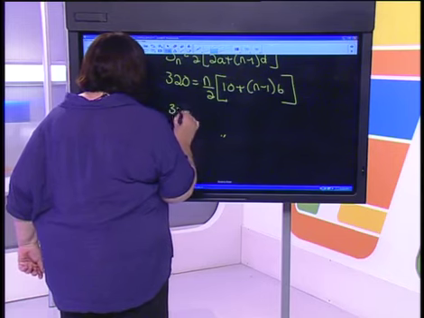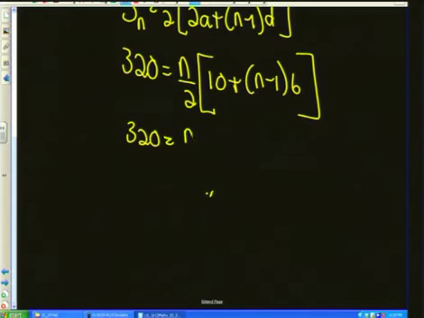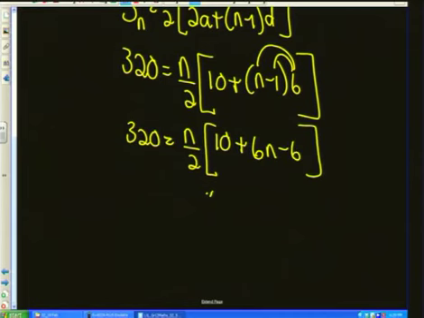Right, so I have 320 equals n over 2. Let's make this bracket look a little bit better. So we have 10 plus, and I'm going to times the 6 in here and the 6 in there. So I'm going to have 6n minus 6. Now, I don't like to work with fractions, and I'm sure you don't either. It just increases our chances of having a problem. So what I'm going to do is times both sides of this equation by 2. So that 2 will take that one out. And I've now got 640 equals 10 minus 6 is going to be 4 plus 6n.